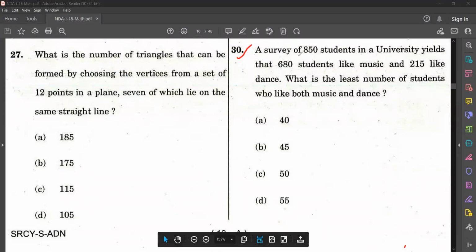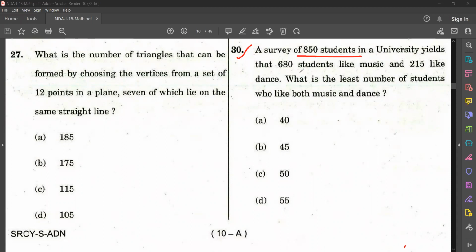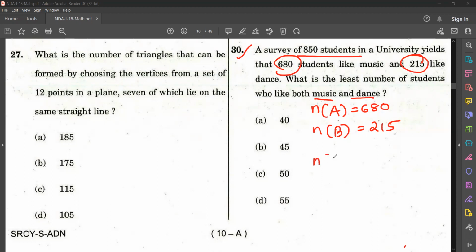Okay. So in the university, there are 850 students on which a survey is conducted, and 680 students like music, 215 like dance. Let A be students who like music. So N of A is equal to 680. N of B is equal to 215. What is the least number of students who like both music and dance? That means they are asking us to find the intersection, isn't it? Both music and dance. So N of A intersection B, that is equal to what?